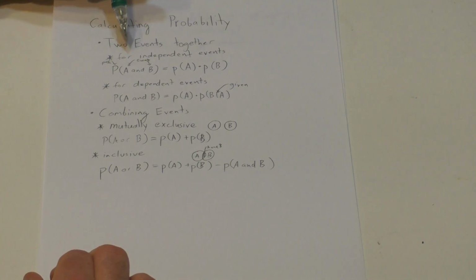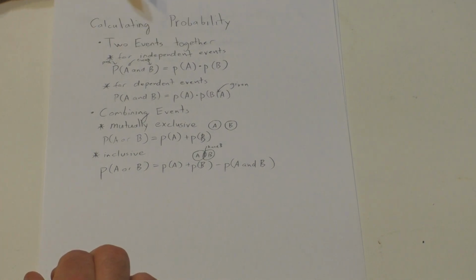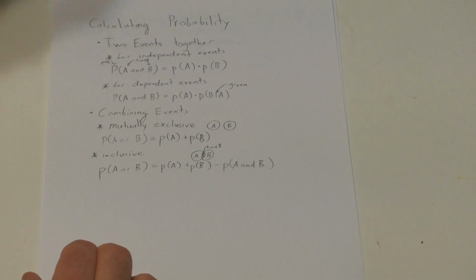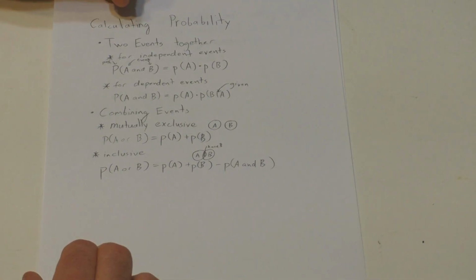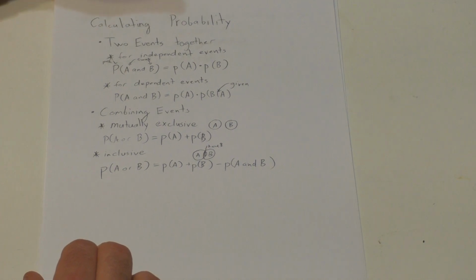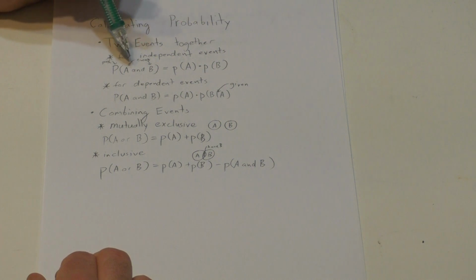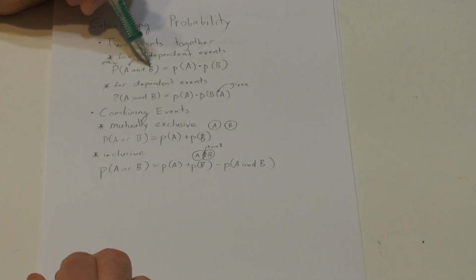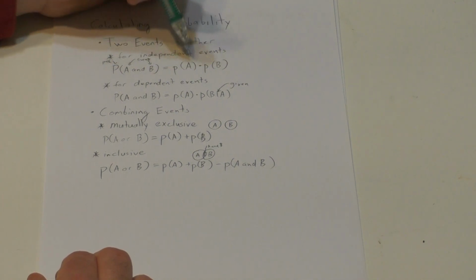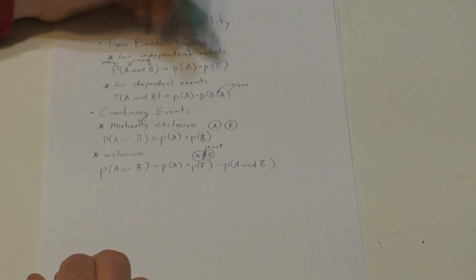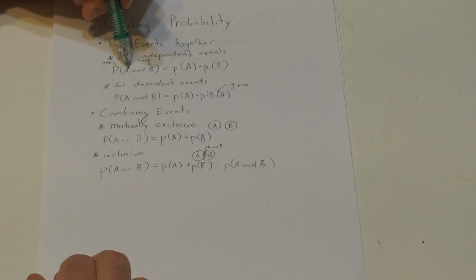If the events are independent, meaning they have nothing to do with each other and won't affect each other, so that the probability of one event happening won't affect the probability of the other event, we call those independent. To calculate the probability of both of those happening together, A and B, we take the probability of event A times the probability of event B.